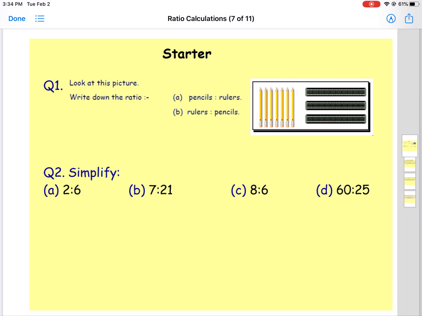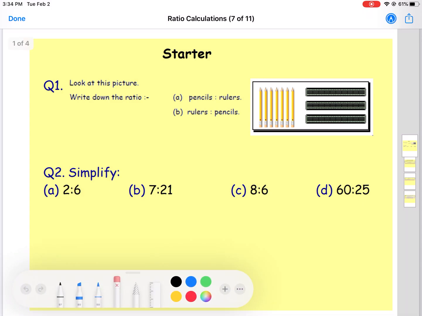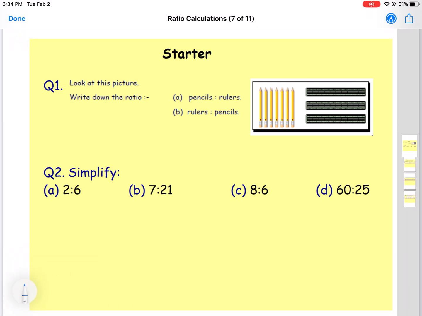Okay, so question 1 asks us to look at that picture there. We have got to decide the ratio first of pencils to rulers. So pencils to rulers, the number of pencils comes first. 1, 2, 3, 7 pencils and 3 rulers. We spoke about on Monday, if our ratios are round the other way, rulers to pencils, then the number of rulers, 3, has to come first, our 2 dots in the middle, and our 7 afterwards.